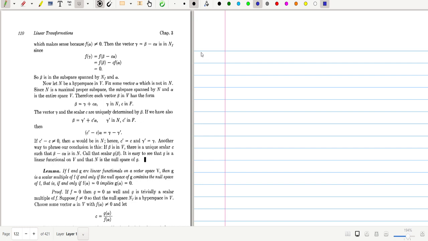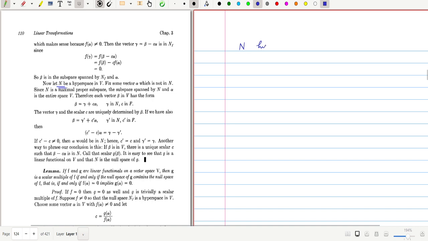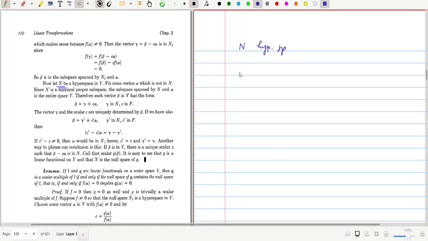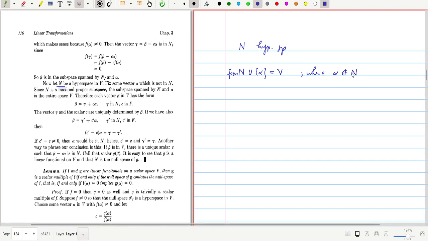So we start with a hyperspace. Let N be a hyperspace. So here we start with a hyperspace, and we'll prove that this N is a null space of some linear functional. So starting with this N, it's a hyperspace. Since it is a hyperspace, you can find an alpha such that the span of N union alpha is equal to V, where this alpha is not in N. Okay, alpha is not in N.